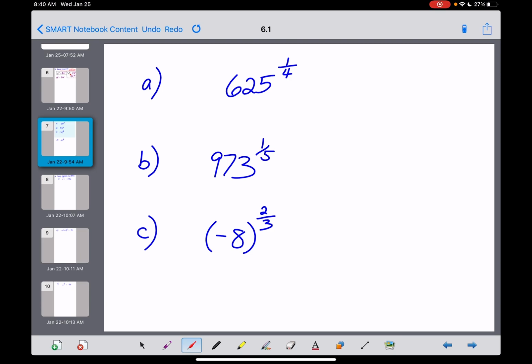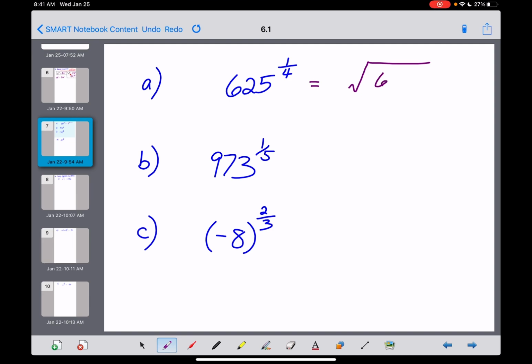Now, again, you could just type this into your calculator and it will tell you the answer. But I'll warn you guys, we're going to be taking quizzes and tests in this chapter, at least part of which is going to be non-calculator. So we need to know what to do with this. All right, fractional exponents. So we rewrite it with a radical.